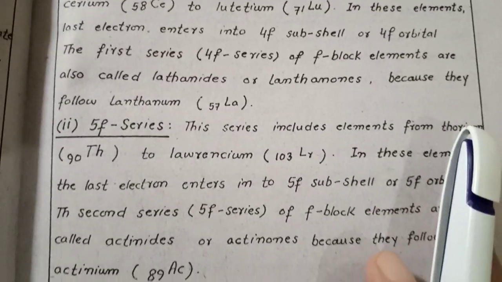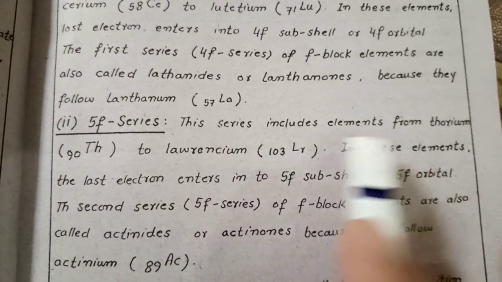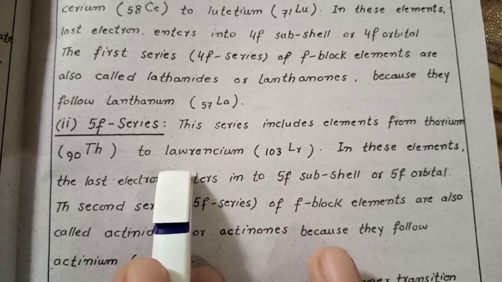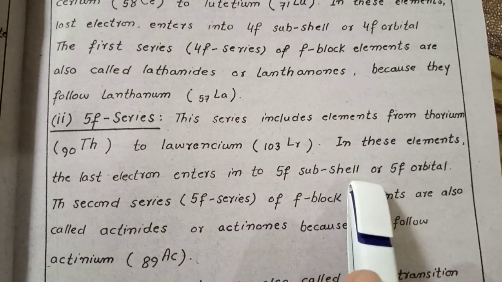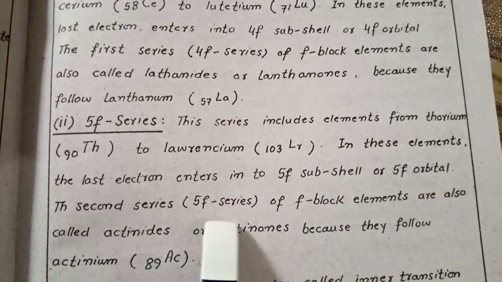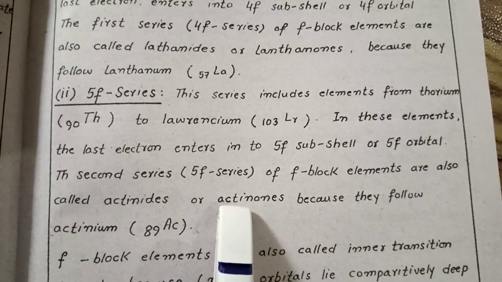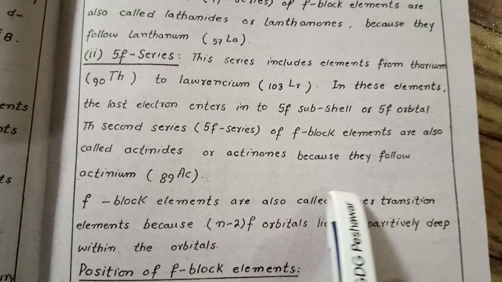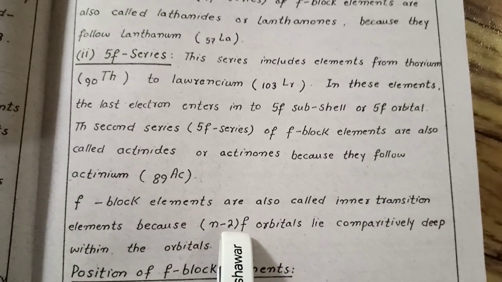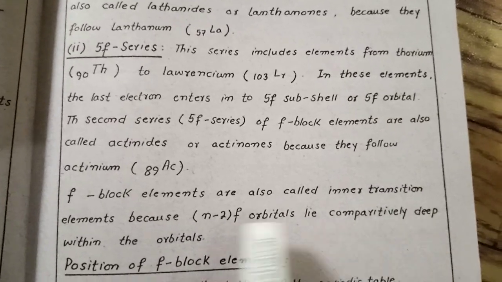Now let's see the 5f series. This series includes elements from thorium to lawrencium, and in these elements the last electron enters the 5f subshell or 5f orbital, and the second series of the F block elements is also known as the actinides or actinoids because they follow actinium. The F block elements are also known as the inner transition elements because the (n-2)f orbitals are comparatively deep within the atom.